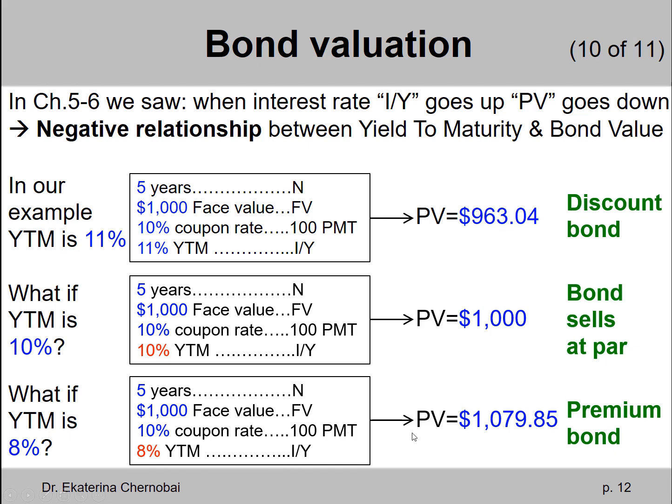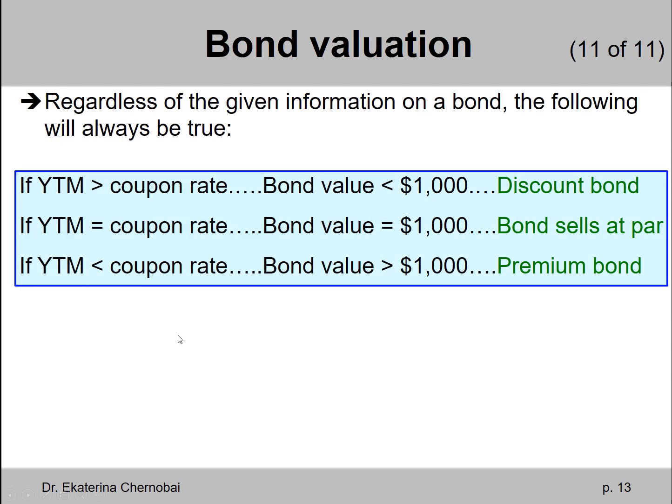If instead the bond present value is above $1,000, like in the last case with the 8% yield to maturity, right? $1,079.85. That kind of bond is called a premium bond. And just to repeat again, whenever the yield to maturity or IY, right, like the discount rate, is above the coupon rate, you're always going to get the bond value below $1,000. That's a discount bond. If the yield to maturity and the coupon rate are the same percentage, you will always be getting $1,000. These bonds are said to sell at par. And premium bonds are the ones that are worth more than $1,000, and that's always going to happen when the yield to maturity is less than the coupon rate. So this is like a little rule that you could always keep in mind when you do the calculations.